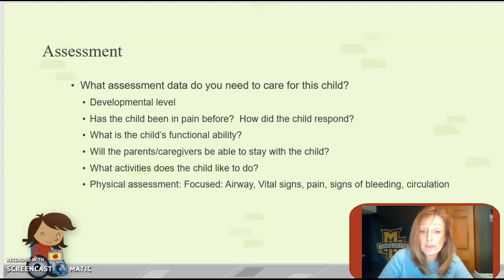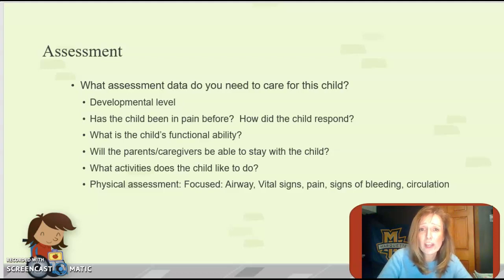We want to understand if the parents or caregivers, because remember, not all of the family caregivers are parents. They may be guardians, they may be foster parents. So we need to understand who is going to be with this child and when will they be there. We welcome parents and caregivers to stay 24/7 if they're able. But a lot of parents have other children they need to take care of. They have work responsibilities. They may not be able to stay.